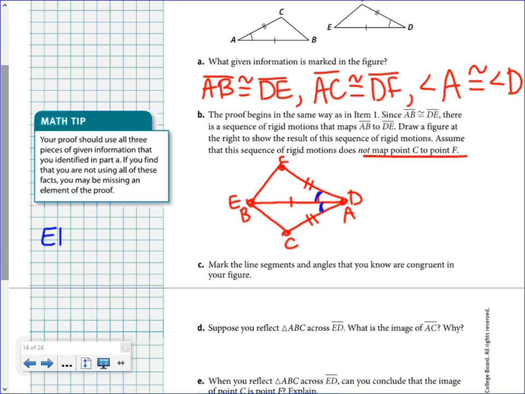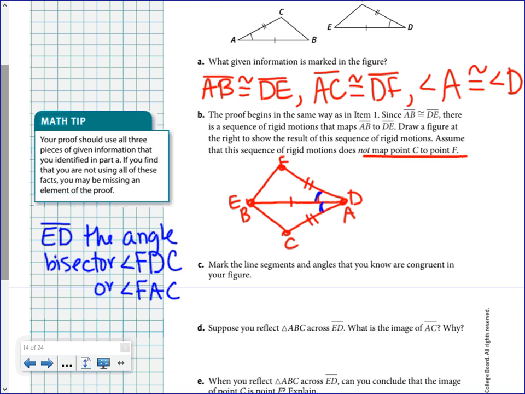That means that ED must be the angle bisector of angle FDC, or you could call it angle FAC. But this angle here is going to have to be cut in half. That's what angle bisectors do, to produce two smaller congruent angles.